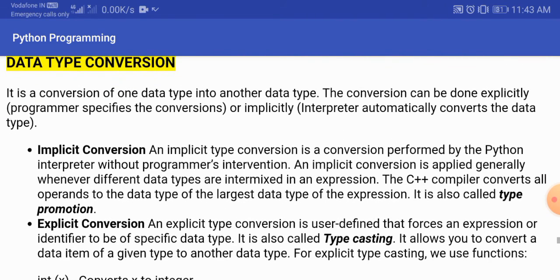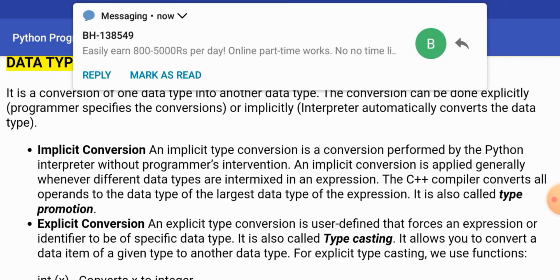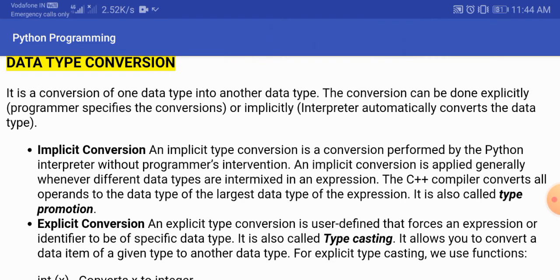Now let's go to the data type conversion. So we are having basically two types of conversion, that is the implicit and explicit conversions. So what this data type actually is resembling here, that when we are going to convert data type from one to another data type, what is the way of conversion? Okay, so the conversion can be done explicitly or implicitly. Explicitly means what? The programmer specifies the conversions, and implicitly means what? Interpreter automatically converts the data type. Okay, so these are the two types of conversion.